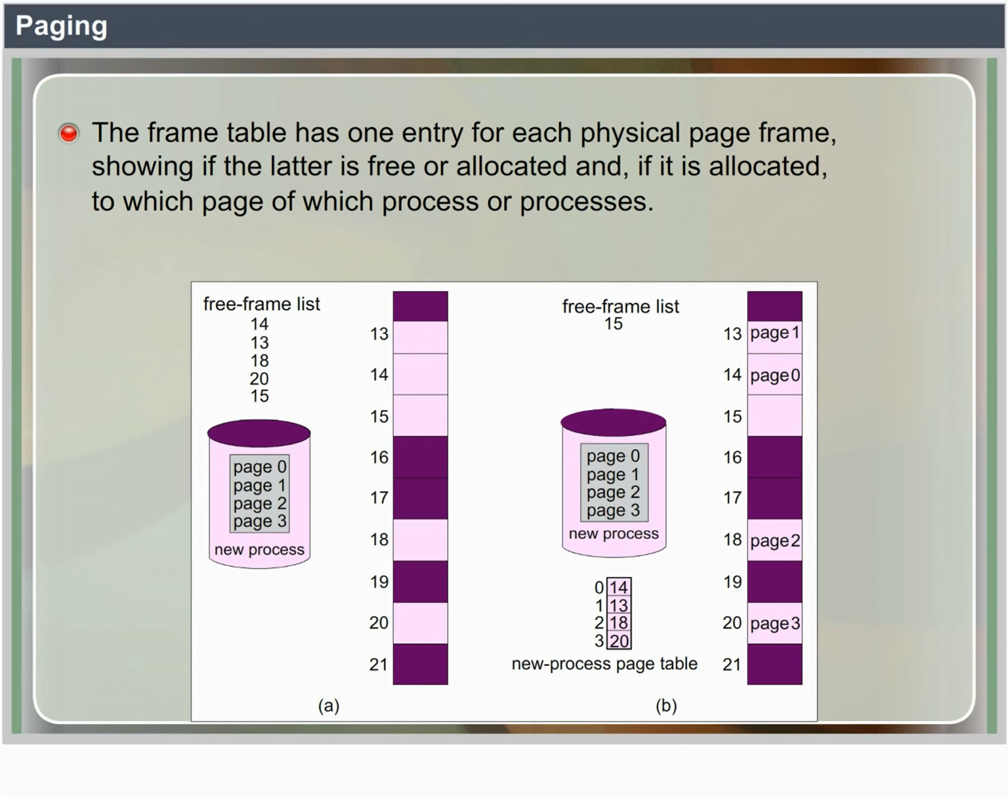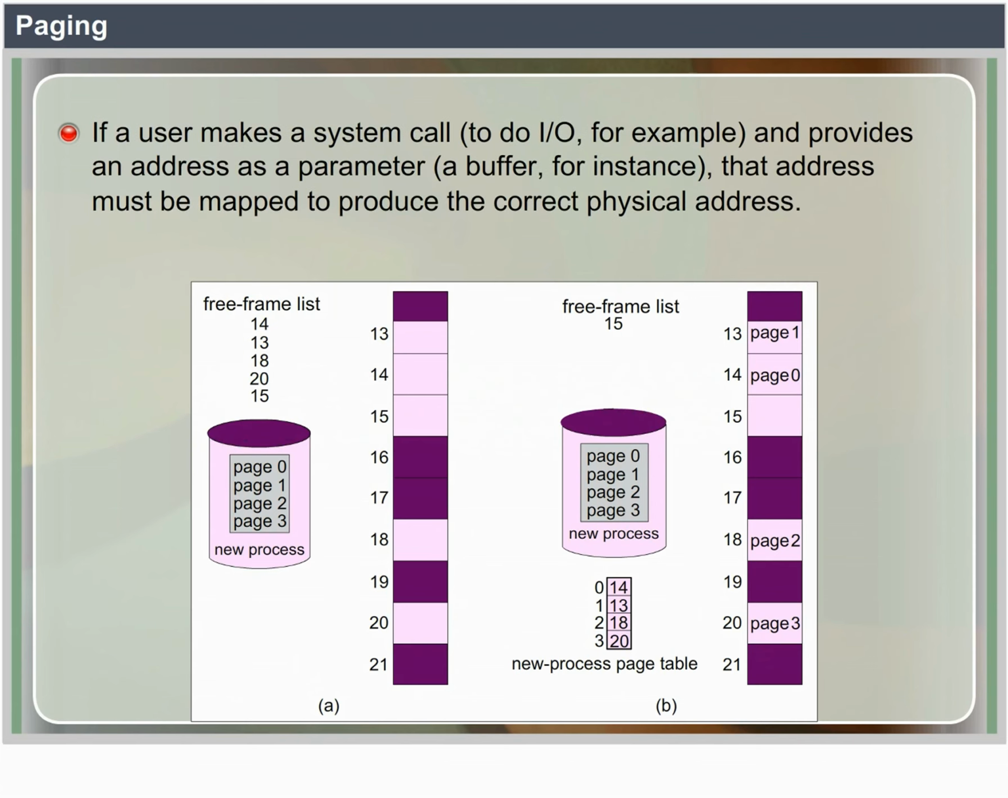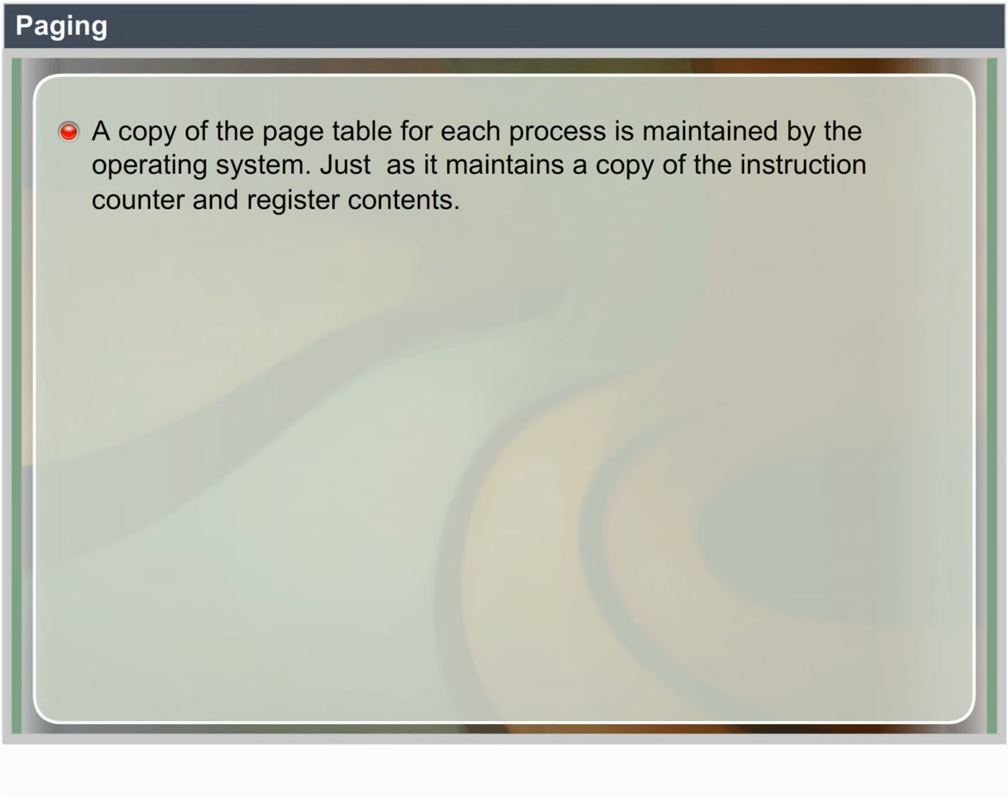In addition, the operating system must be aware that user processes operate in user space, and all logical addresses must be mapped to produce physical addresses. If a user makes a system call to do input-output, for example, and provides an address as a parameter, a buffer, for instance, that address must be mapped to produce the correct physical address. The operating system maintains a copy of the page table for each process, just as it maintains a copy of the instruction counter and register contents.